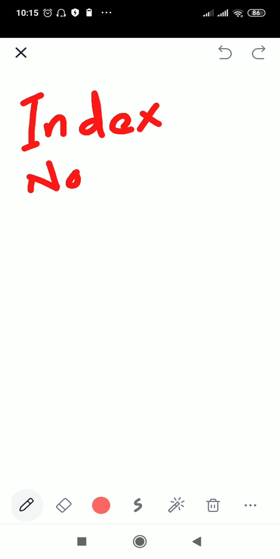Right, we are doing index notation today. All right, we're going to start with index notation.